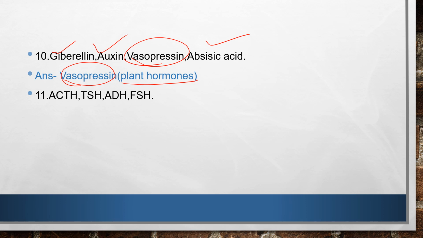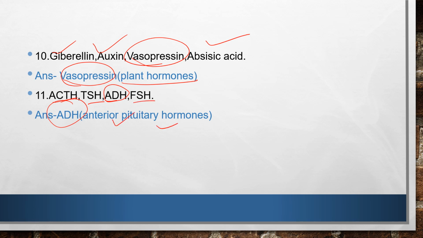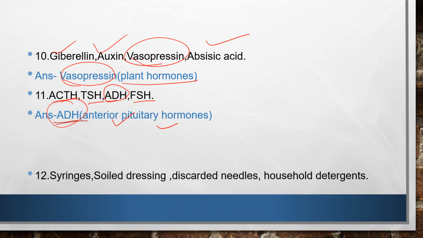If you have gone through the lessons properly, these are all very easy questions. Now ACTH, TSH, ADH and FSH. So all are names of hormones. ADH is a hormone secreted from the posterior pituitary, and the other three are anterior pituitary hormones: ACTH, that is adrenocorticotropic hormone, thyroid stimulating hormone and follicle stimulating hormone. Whereas antidiuretic hormone or vasopressin is secreted from the posterior pituitary.